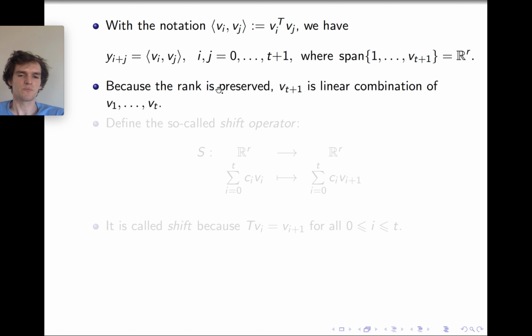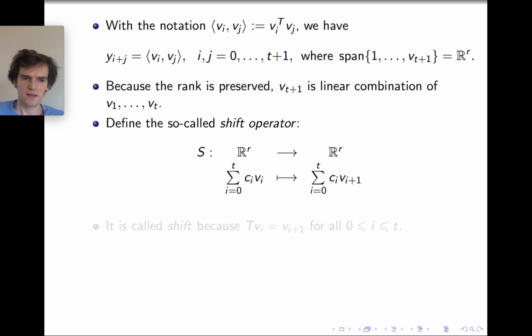Okay, and because the rank is preserved, it's actually easy to show that V t plus 1 is a linear combination of V1 through Vt. And now thanks to this Gramian decomposition, we can define the so-called shift operator. So it goes from R to the power r to R to the power r, and it takes some element here, and in light of the above, any element here can be written as some linear combination of the Vi from 1 to t.